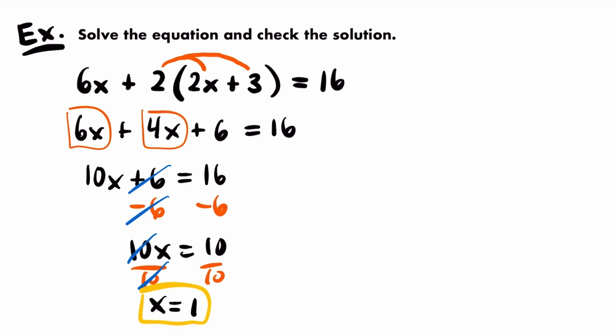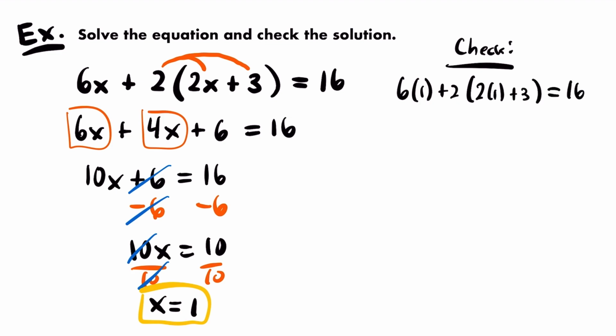But now let's check it. Let's see if it really is the solution to this equation. What we're going to do is plug that value of 1 in for each x in the original equation. So we're going to plug it in here and here. If we do that, we'll have 6 times 1 plus 2 times the quantity 2 times 1 plus 3 equals 16.